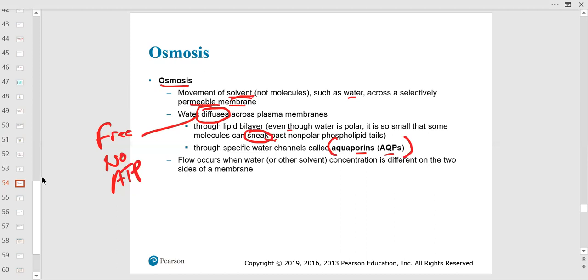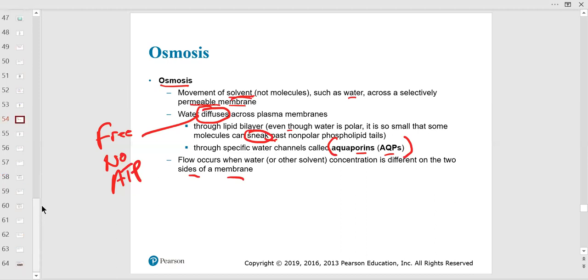That beautiful drawing. Okay, so flow occurs when water is on two different sides of the membrane. So I talk about these compartments, fluid compartments. They all have membranes, like the blood vessels have a membrane, and the cell has a membrane, and there are compartments in between, because that's going to come up a lot in A&P.